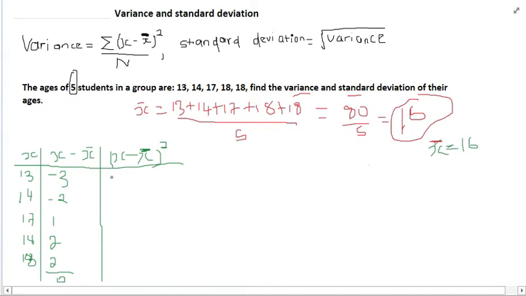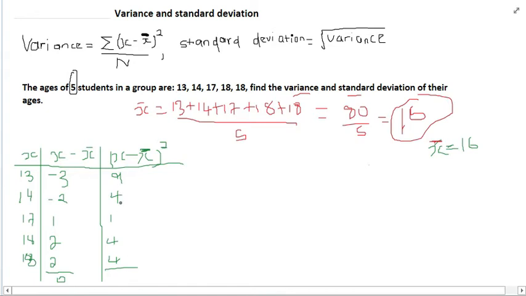Here, if you square minus 3, that is minus 3 times minus 3, which is plus 9. Whenever you square a negative, the answer is positive. Then minus 2 squared is minus 2 times minus 2, which is plus 4. 1 times 1 is 1, 2 squared is 4, and then another 2, 2 squared is 4 again. Alright, then what do we have if you sum downward?